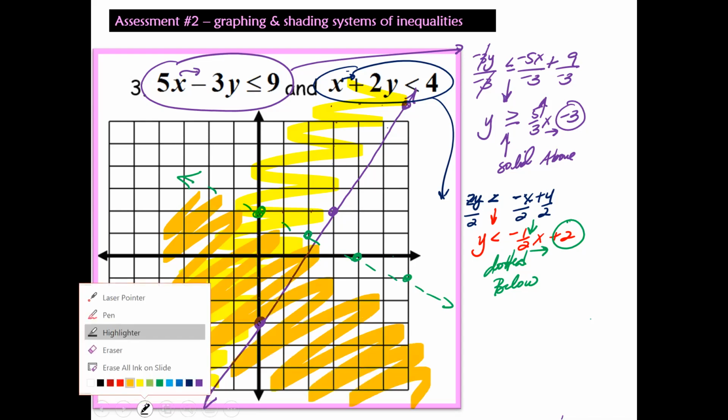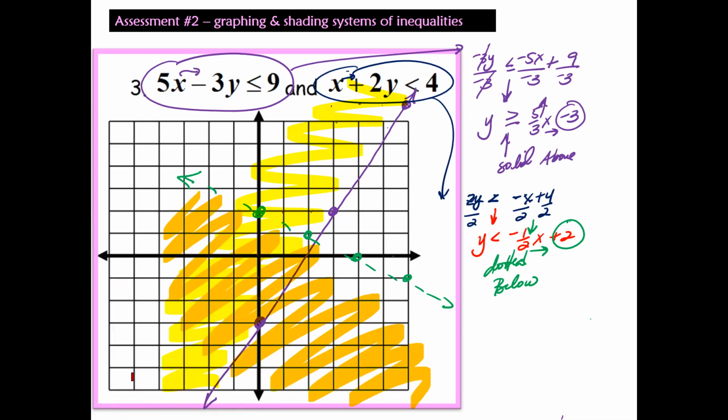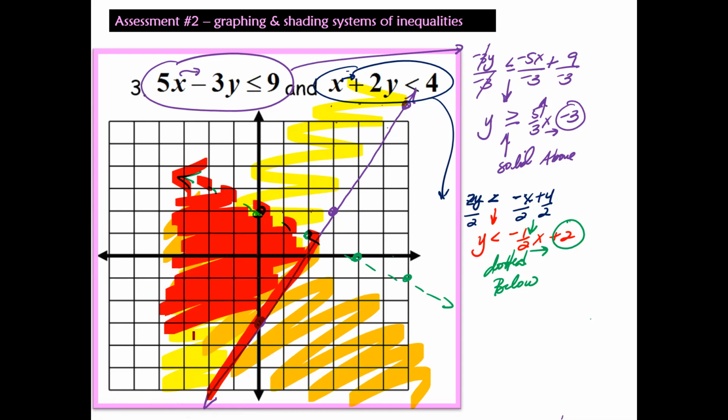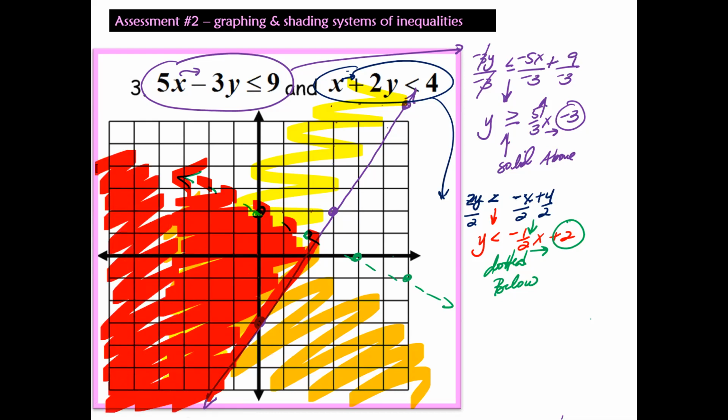All right. So your answer here is actually the area or the region where the two shadings crisscross, which is going to be right here. And this region is your answer. And that is your answer for this one.